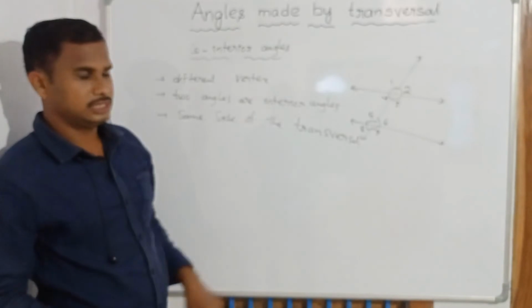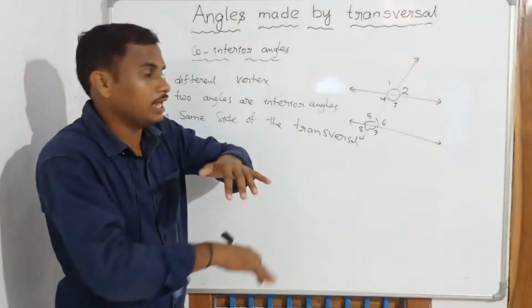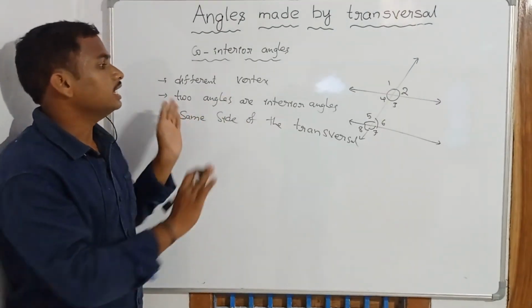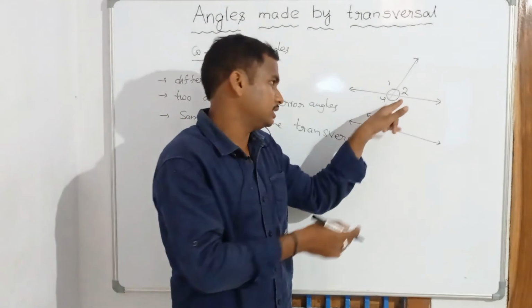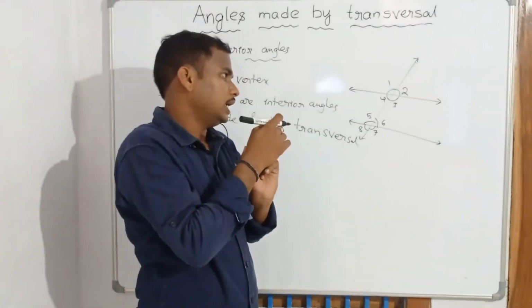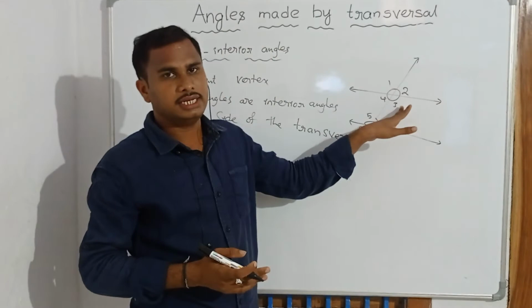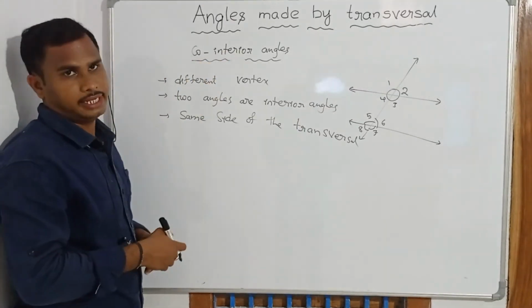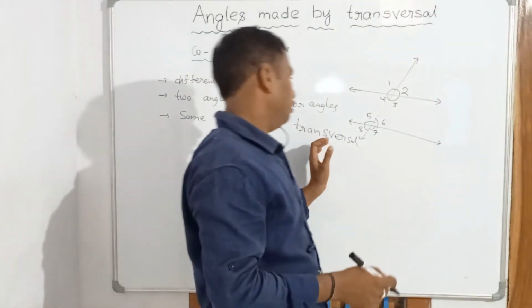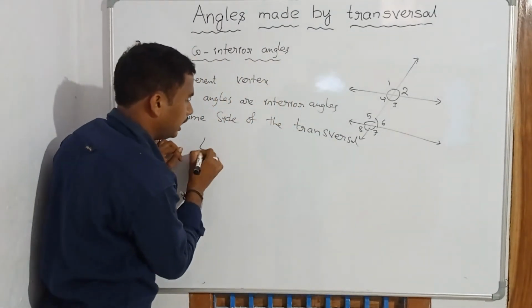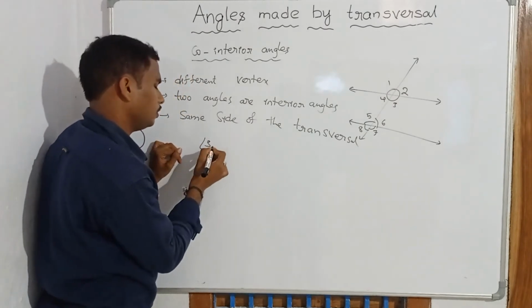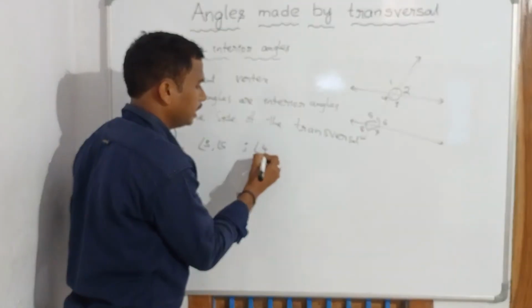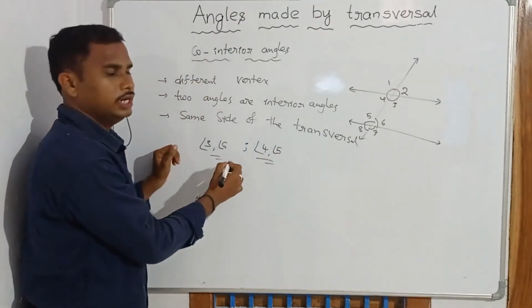First one, different vertex. Second one, two angles are interior angles. For example, I take 3 and 6. Two angles are interior, same side of the transversal. 3 and 6 have different vertex, same side of the transversal line, and two interior angles. That means co-interior angles. For example, angle 3 and angle 6 are co-interior angles. Next, angle 4 and angle 5 are co-interior angles.